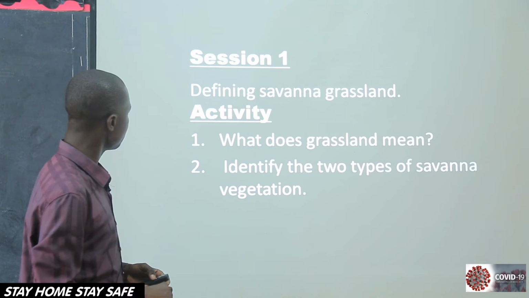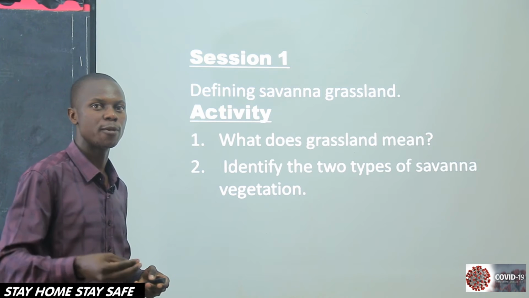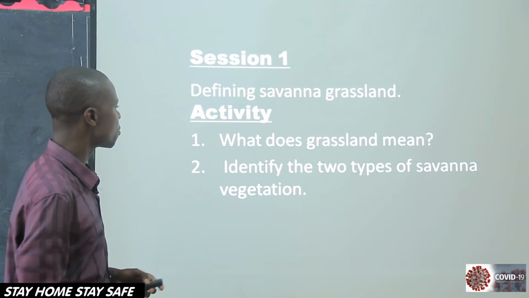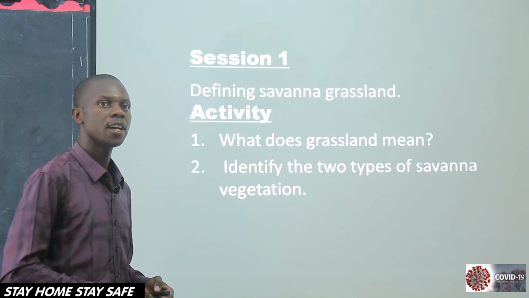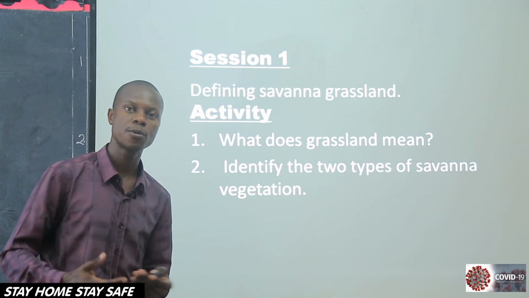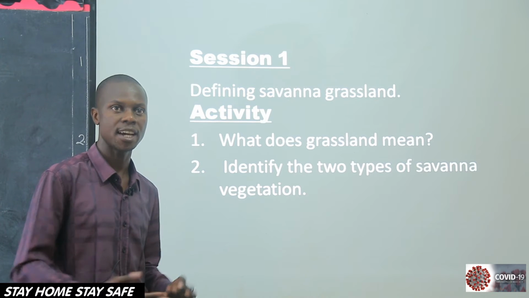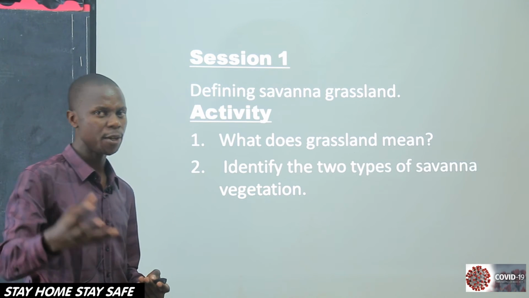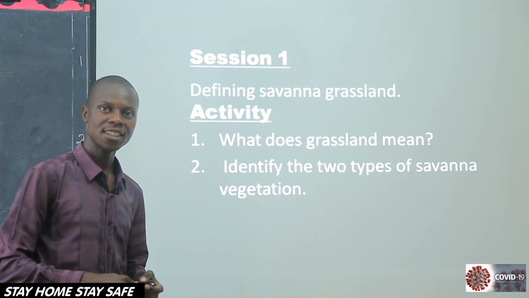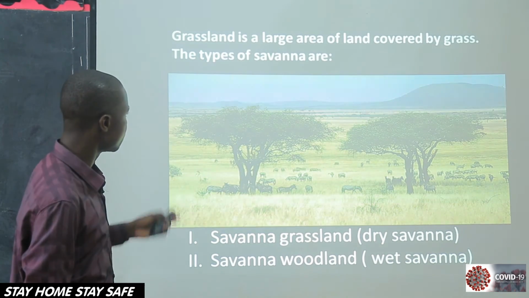So in this case, what does grassland mean? That's a very simple question that everyone can generate a response to. Then, identify the two types of savanna vegetation. You might have come across this through your brother's books or your friend's books who has gone through P5 class or another class where they teach about vegetation. So can you think about those two questions very quickly and we move? Okay. Let's now proceed and have a look at this.